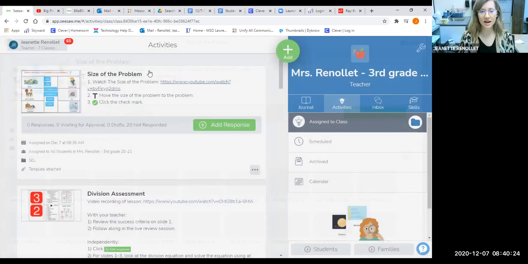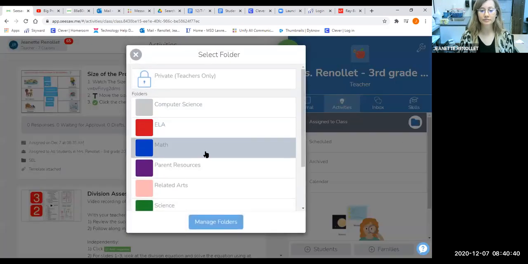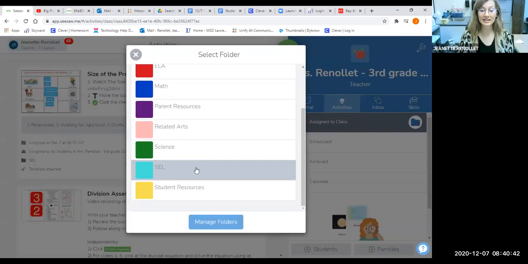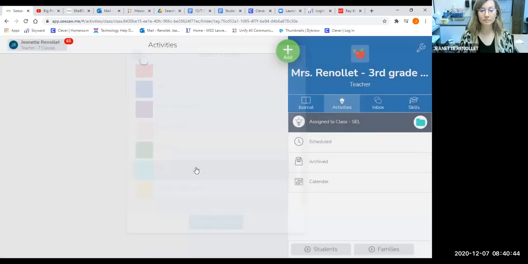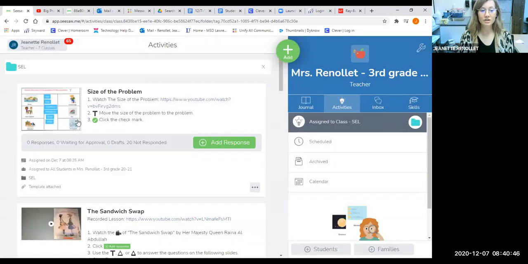On Seesaw today, we will do some sorting to match problems with the size of their problem. You will click on Activities, Assign to Class folder, light blue SEL, and your task is called Size of the Problem.